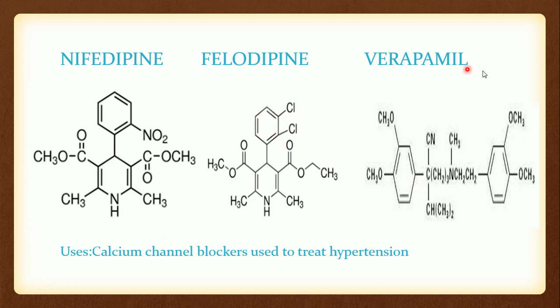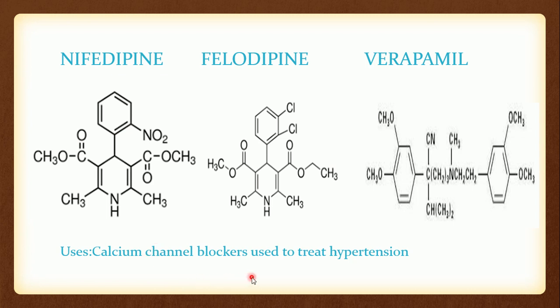Next structure is verapamil. Verapamil contains dimethoxyphenyl rings. Two dimethoxyphenyl rings are present. In between the two dimethoxyphenyl rings there is a substituent, that is an ethyl group attached to the nitrogen, and this nitrogen is attached with a methyl group, and here a butyl group is present. To this butyl group one cyano group is attached and one isopropyl group is present. That is the structure of verapamil.